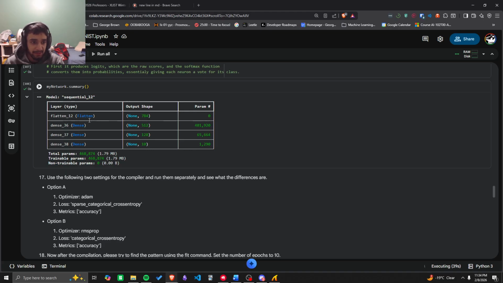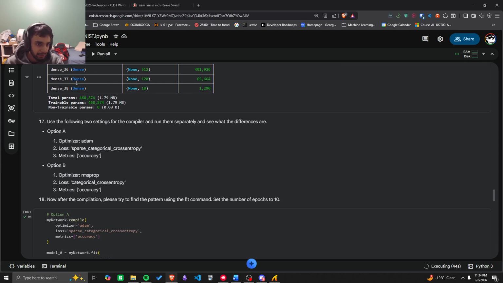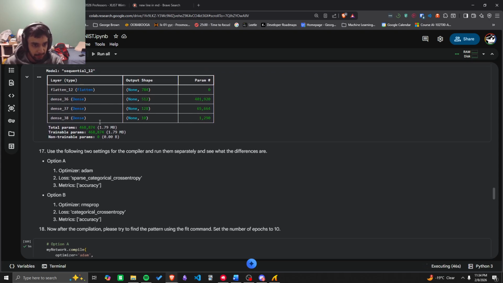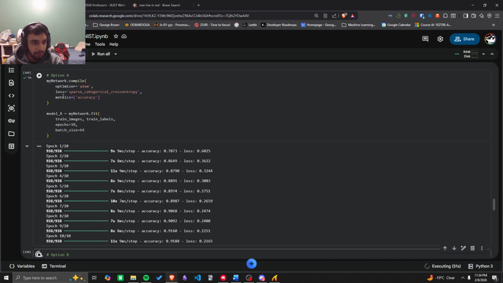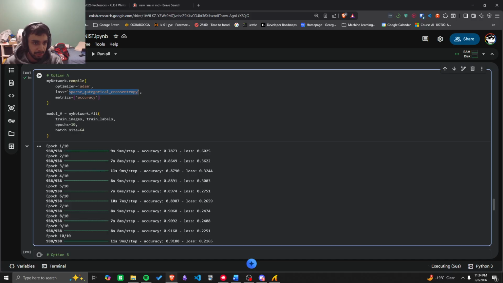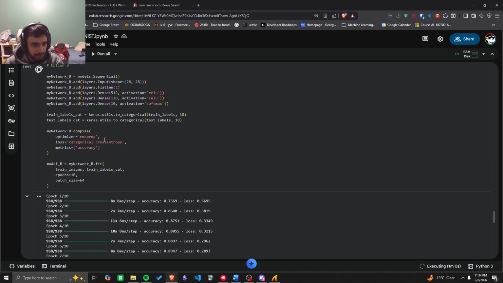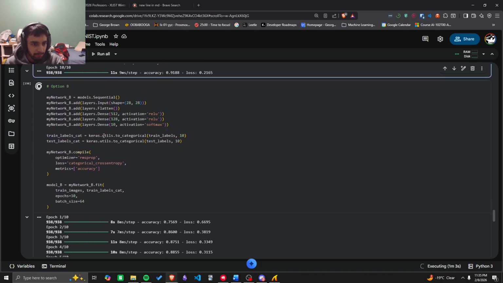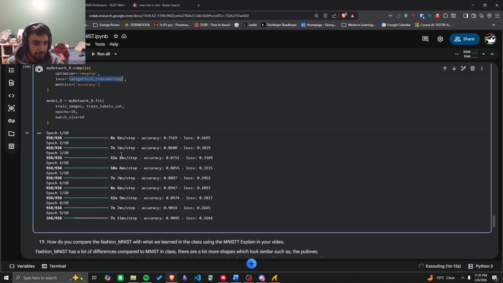We're just doing a sanity check, making sure what we actually did here we did, and you can see we flattened it. We have the dense layers, 512, 512, and then the regular 10. Here we compile our model and run our model. You can see in model A we use Adam and sparse categorical cross entropy, and we ran it for 10 epochs. Second one, we first had to convert the test and train labels into categorical, and then we use RMSprop and categorical cross entropy.